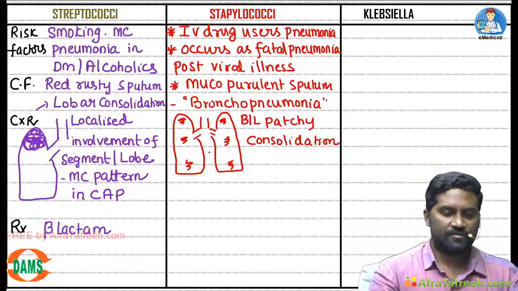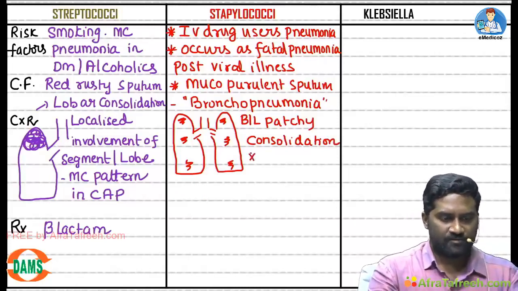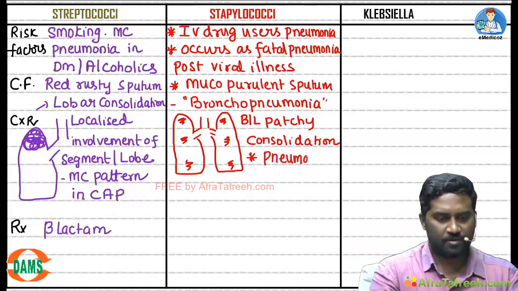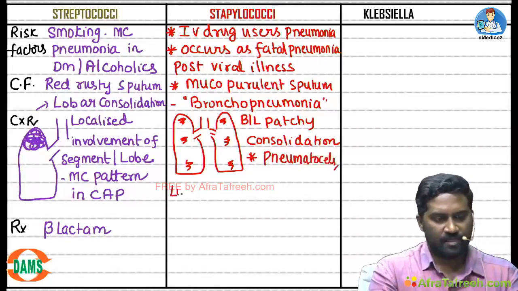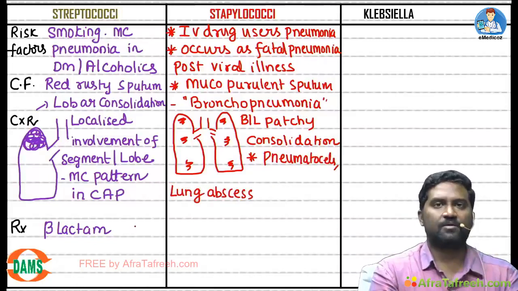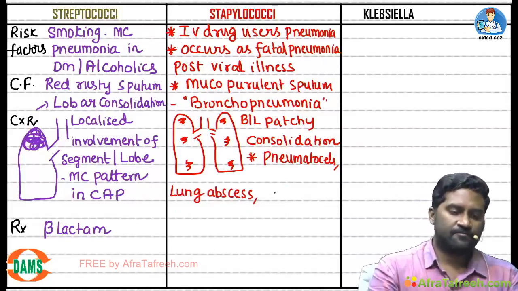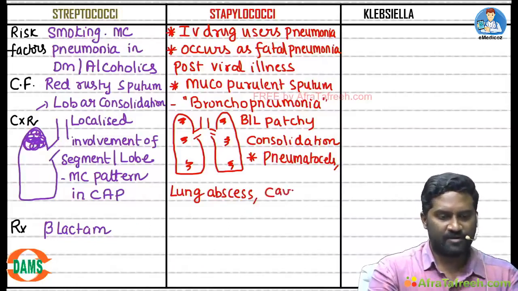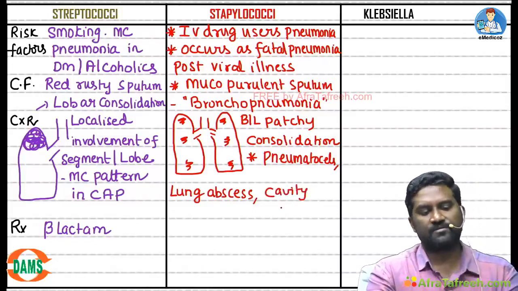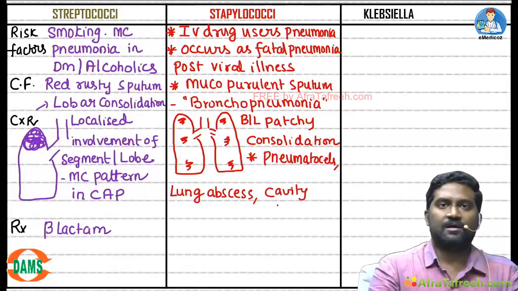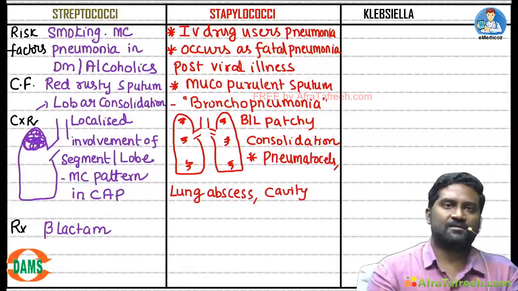Whenever we discuss staph, it can cause some specific radiological features called pneumatoceles. There can be pneumatoceles. There can be formation of lung abscess. There can also be formation of cavities. Now what are these pneumatoceles, lung abscess, cavity? I'll show you everything on a chest X-ray.